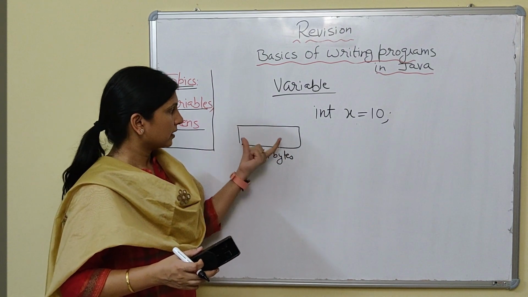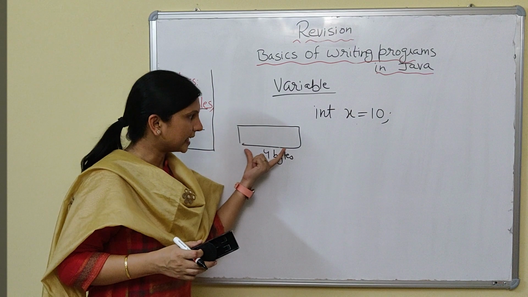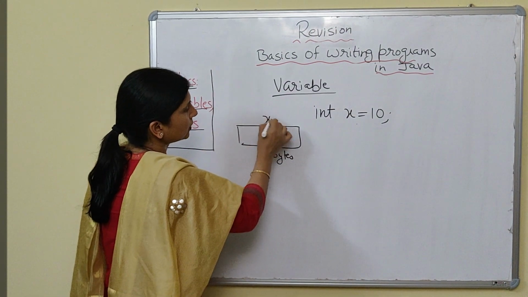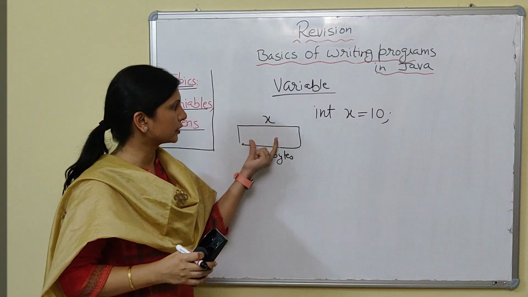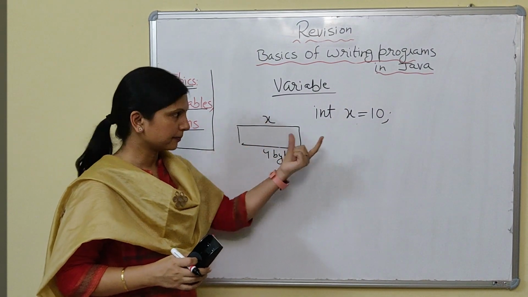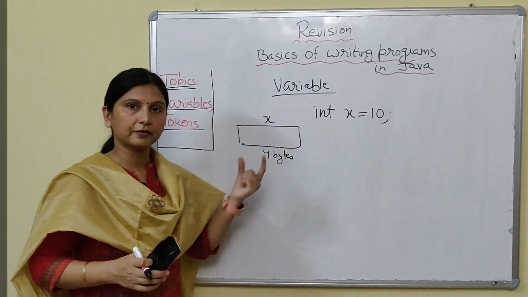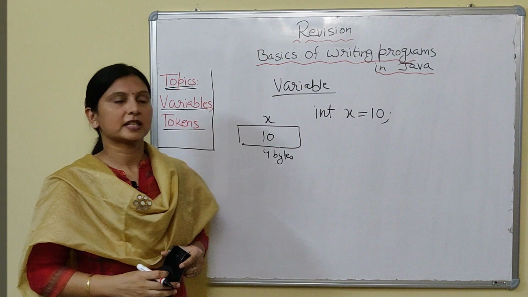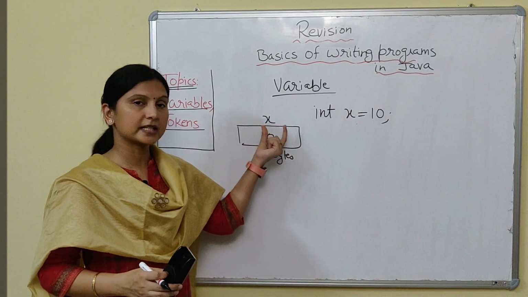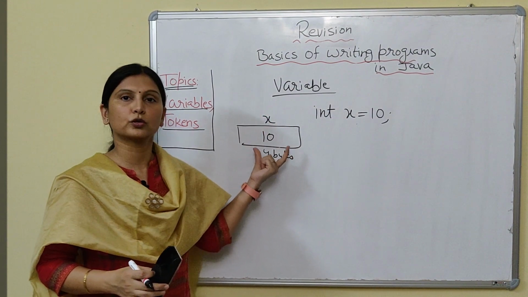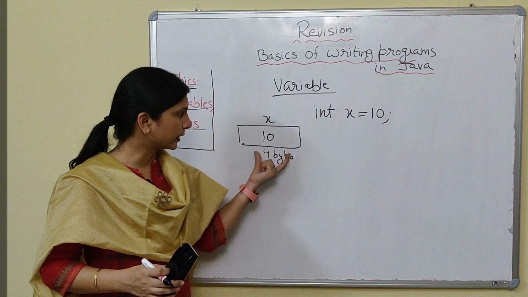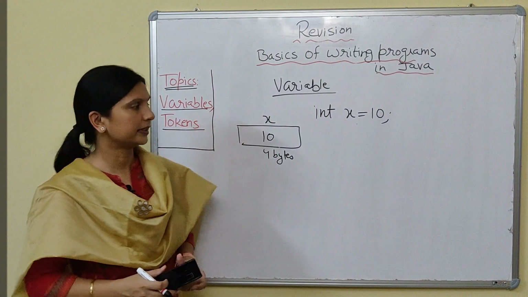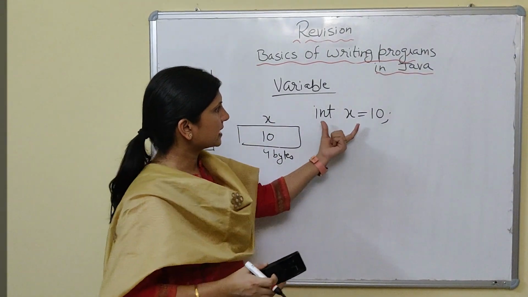So what is a variable? A variable is a name given to the allocated memory. This is x. It's a name given to the allocated memory in which you assign some value, which value? 10. So this is the definition of variable: a name assigned to the allocated memory space in which you assign some value.